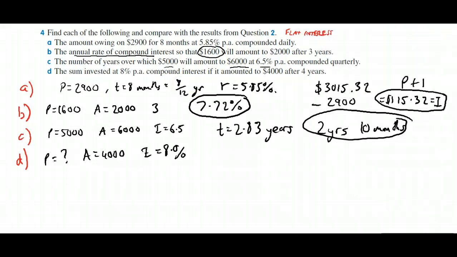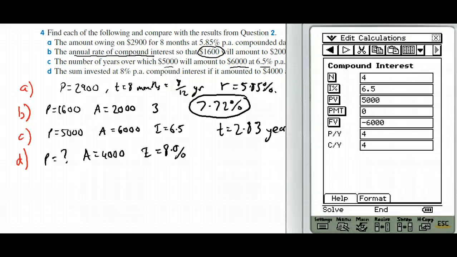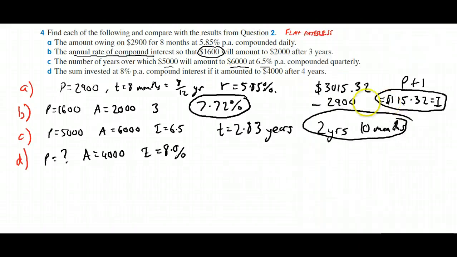Okay, so number of compounding periods, if there's one per year for 4 years, it's just 4. 8%. Present value, we don't know. And the future value is 4,000. And change these to 1. Okay, so the present value must have been $2,940.12.